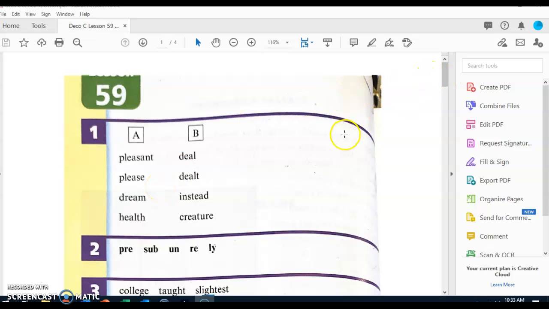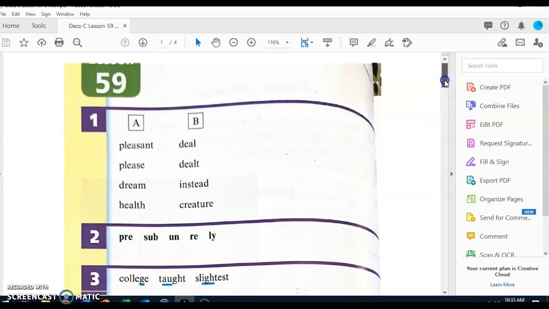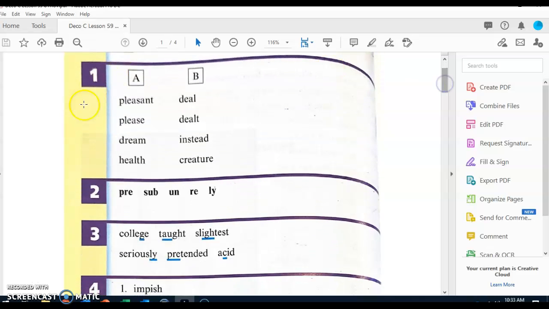Hi guys, today we're going to be working on lesson 59. I will send you the recording and the workbook so you can complete it by today. When you're done, make sure you send me a picture. Let's go ahead and touch part 1.